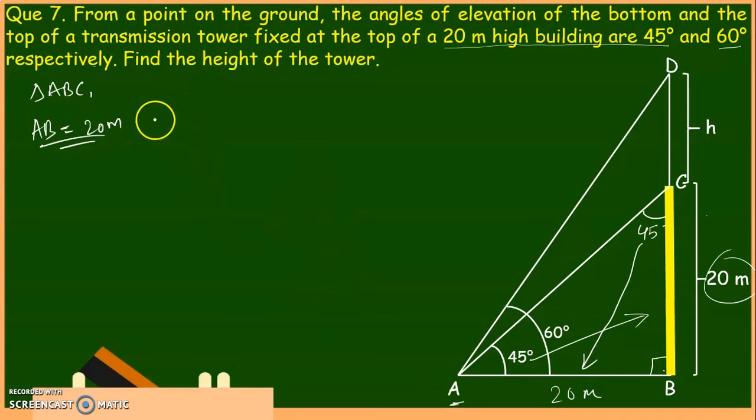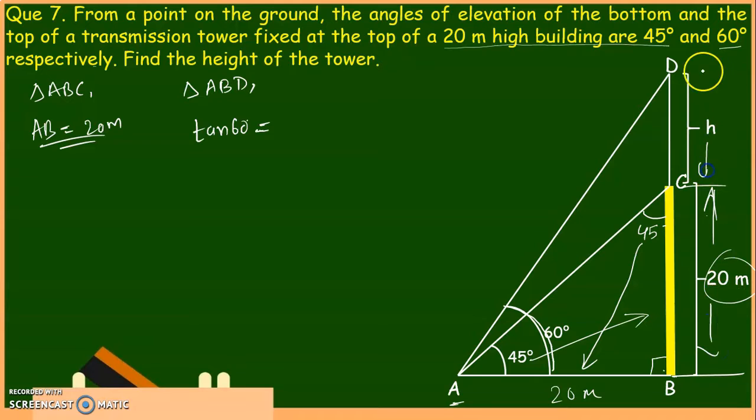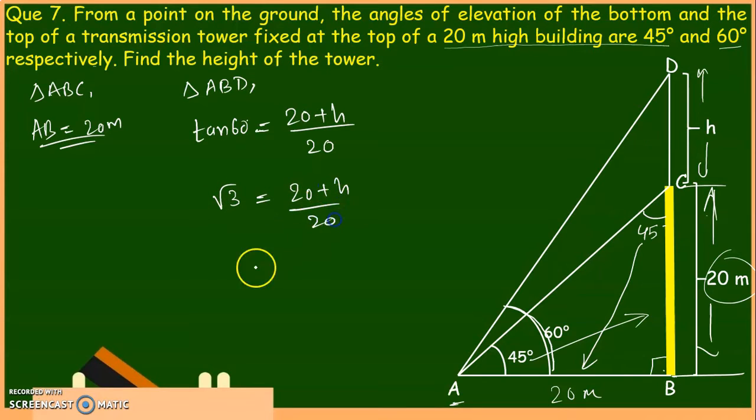Now consider the other triangle, triangle ABD. In triangle ABD, this angle is 60 degrees, so we can use the formula for tan 60, which equals opposite side divided by adjacent side. The opposite side will be 20 plus h, and the adjacent side is 20. Putting in the value, tan 60 degrees is root 3, so root 3 equals (20 plus h) divided by 20.